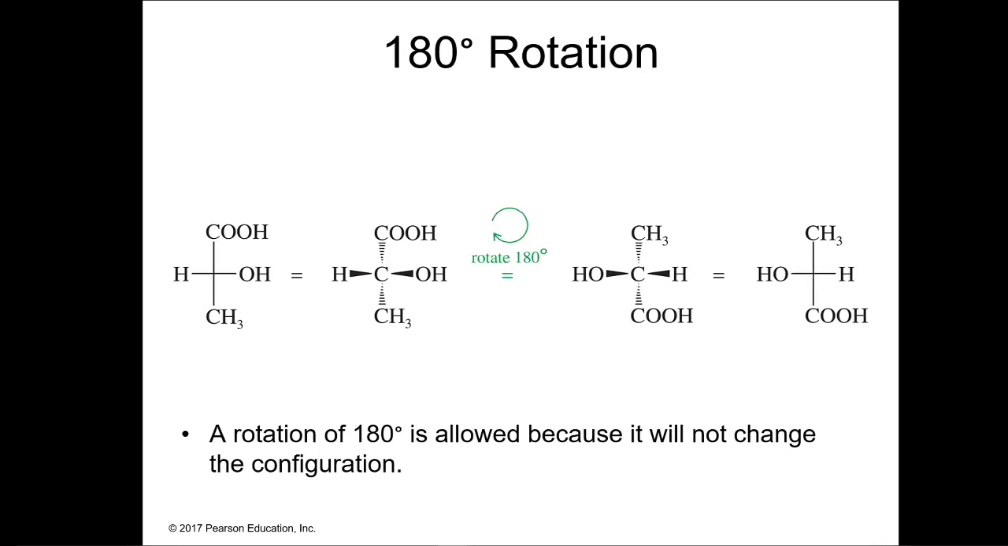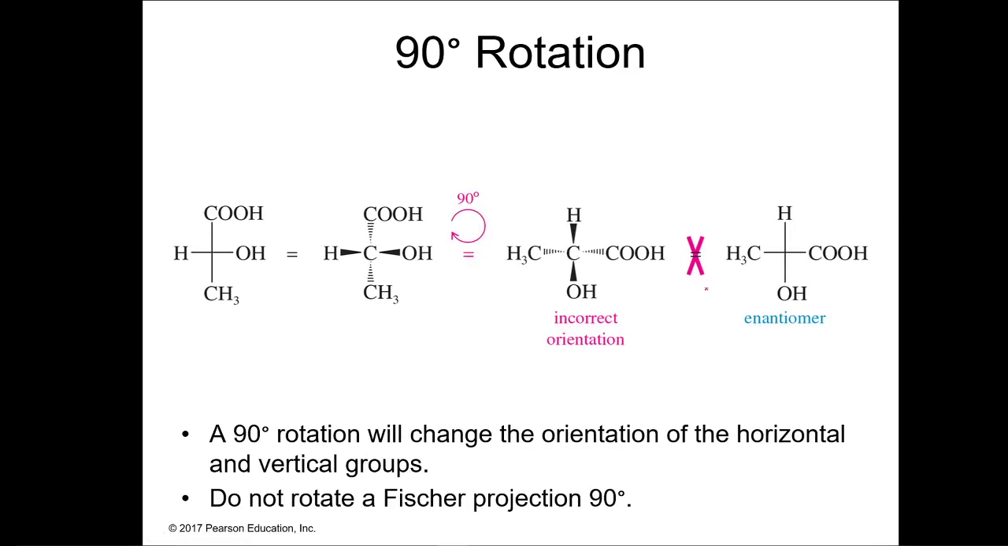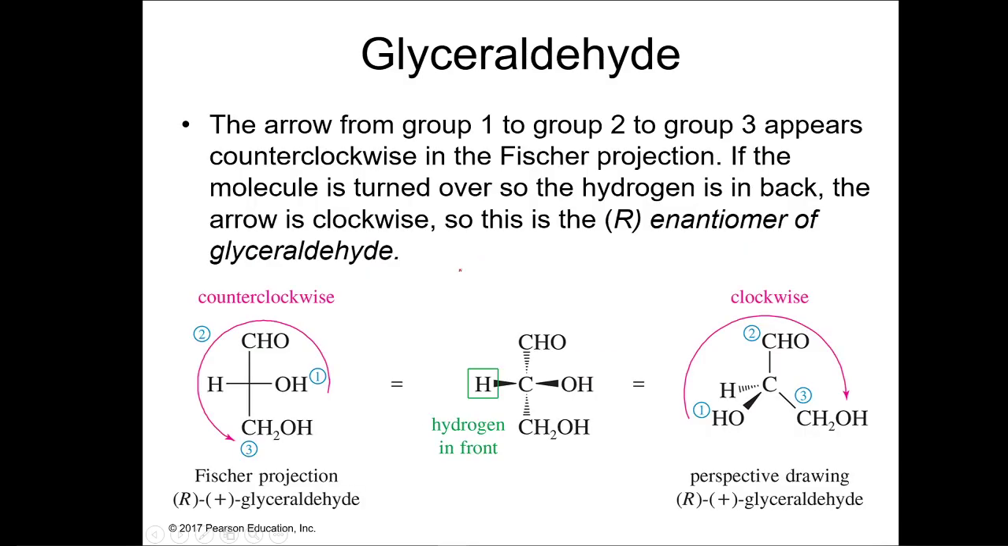So you rotate 180 degrees, that's no problem because you didn't change anything. You rotate 90 degrees, and now you've created a problem because that's not the same molecule. It's an enantiomer, because you flipped front and back. So you can go 180, but you can't go 90. So let's look at glyceraldehyde.